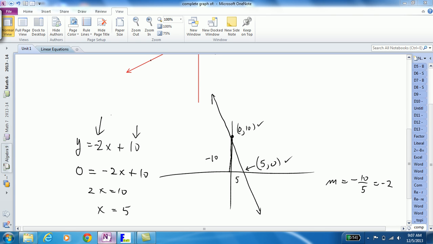Okay, that's the idea of y equals mx plus b. It's something you can work very quickly, and make a quick, very accurate graph, if you have it in that form. Right, good for now.